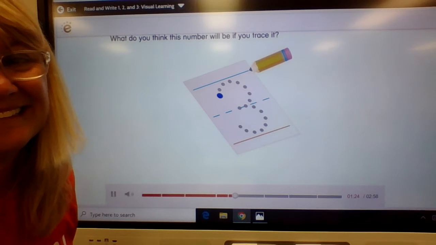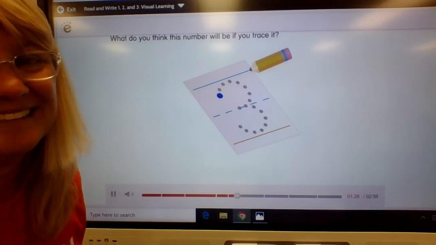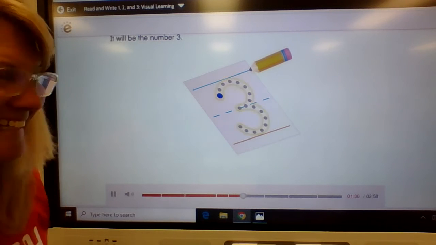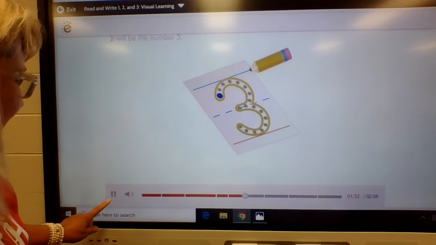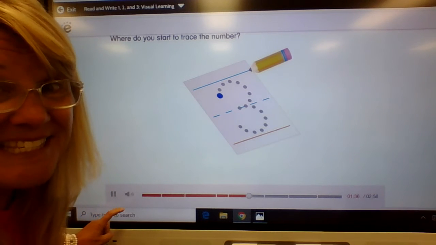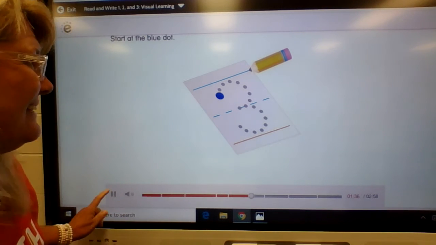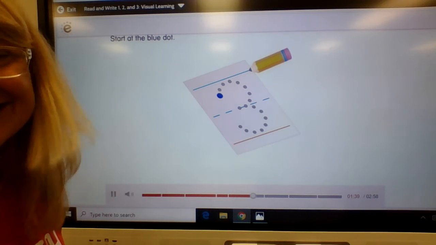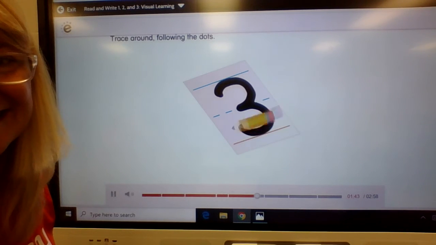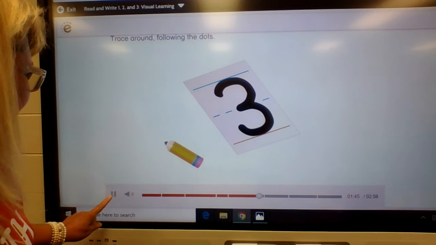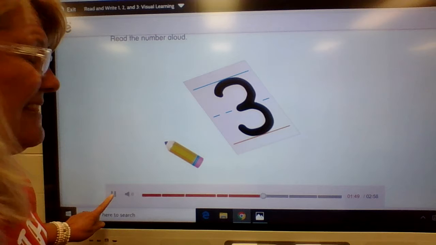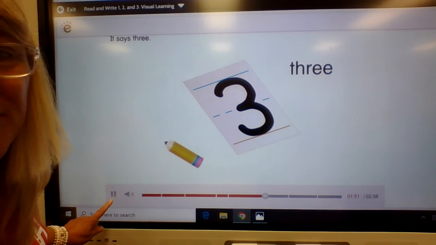What do you think this number will be if you trace it? It would still be the number 3, wouldn't it? Where do you start to trace the number? You already know this. Start at the blue dot. Trace around, following the dots. Read the number aloud. And we can read that number. It says 3. It's 3.